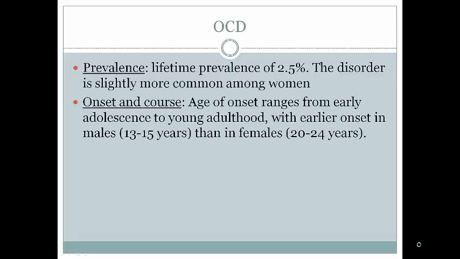Now we're going to talk about OCD, or obsessive compulsive disorder. So there's a lifetime prevalence of 2.5% for OCD, and the disorder is slightly more common among women than men. The age of onset usually ranges from early adolescence to young adulthood, with earlier onset in males than in females.